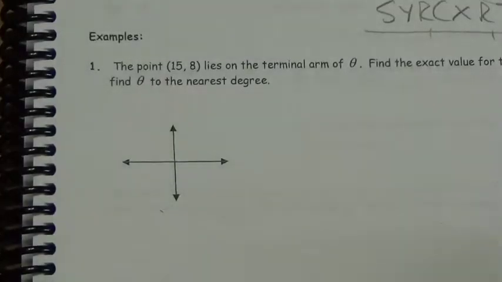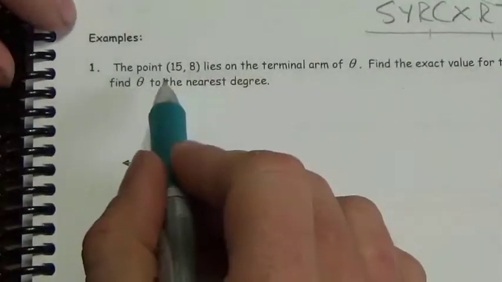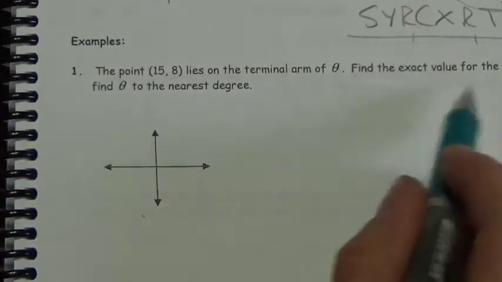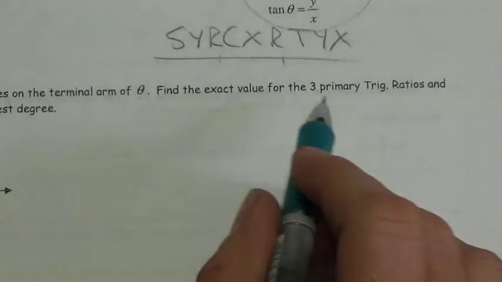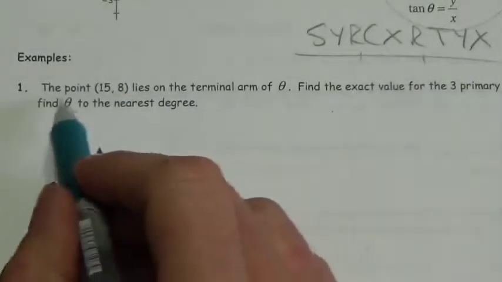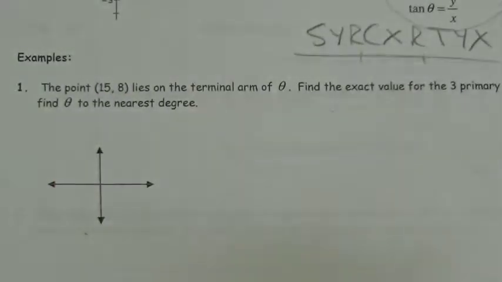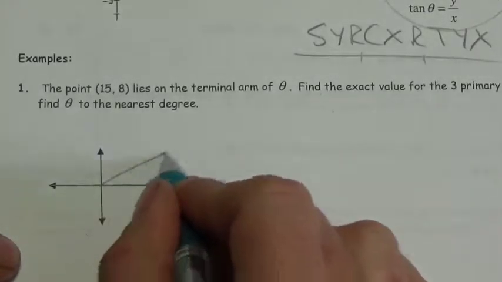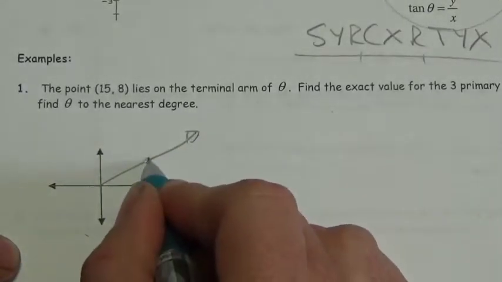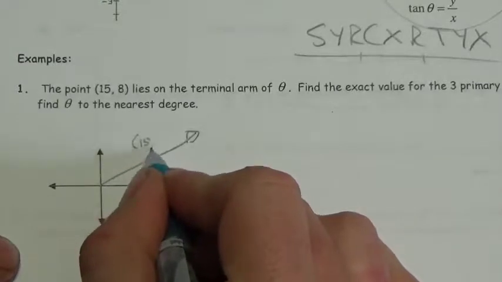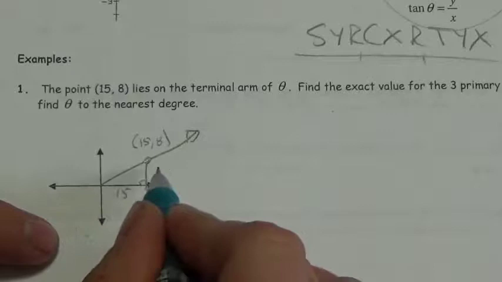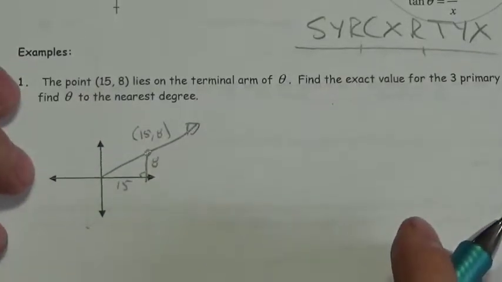Okay, so the question we're being asked here is: we're told the point (15, 8) lies on the terminal arm of theta, and we're going to find the exact values of the three primary trig ratios, and find theta to the nearest degree. So now we have to figure out where that is. Let's draw that point (15, 8). They're both positive, so it's going to be somewhere out here. There's my terminal arm, and here's the point (15, 8). If I draw the right angle there, this side is going to be 15 and that side is going to be 8.